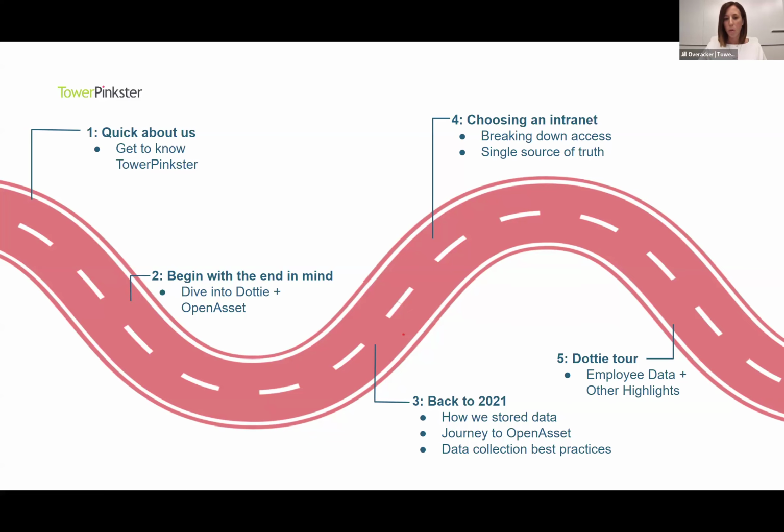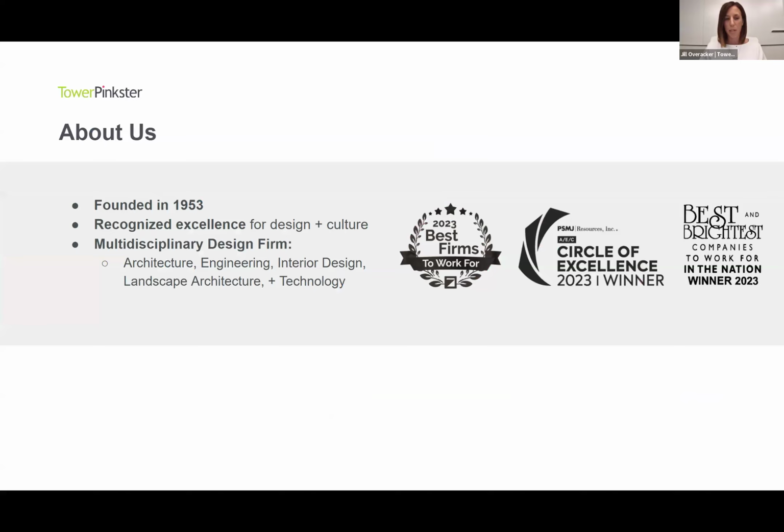So we'll get going with a little bit about TowerPinkster. So real basic overview. We are a multidisciplinary design firm: architecture, MEP and structural engineering, interior design, landscape. We also have a technology and security team. So a lot of different disciplines, a lot of different things going on. We were founded in 1953, so just celebrating 71 years this year. And up until about 2021, we only had offices in Michigan, West Michigan specifically. So a very local firm, and we've received a number of awards for design excellence and culture. Those are things that are really important to us.